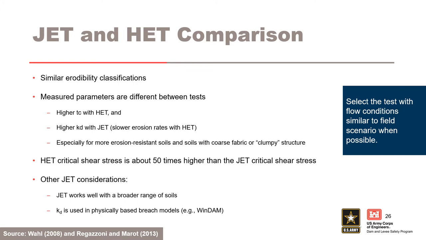However, the measured parameters are slightly different between the tests. The hole erosion test tends to yield higher values of tau c, and the jet erosion test tends to yield higher values of kd. This could be in part because the hydraulic loading on the soil is different between the two tests. With the jet erosion test, the load is normal to the soil surface, so there's probably larger pressure fluctuations. This could drive a higher erosion rate.